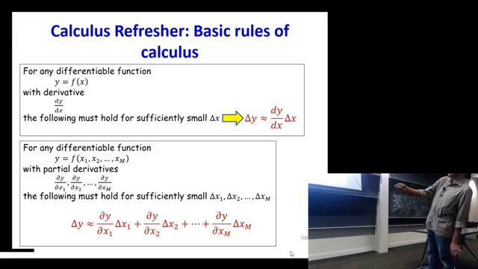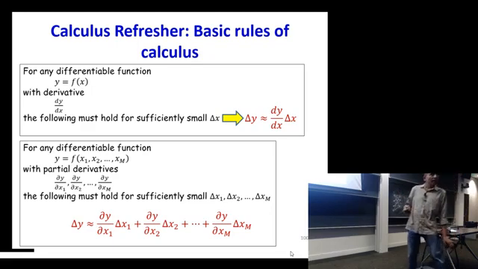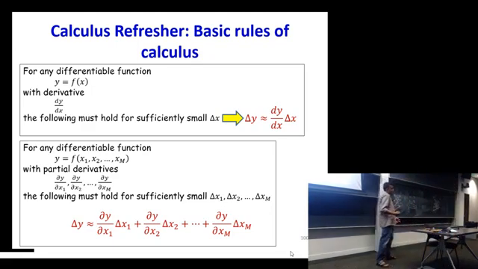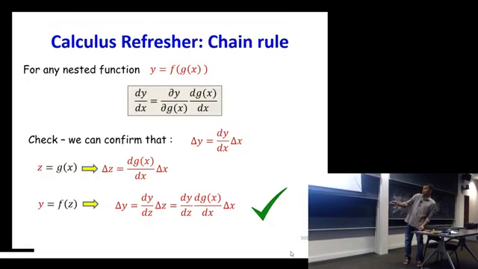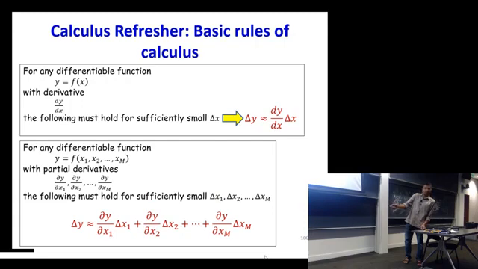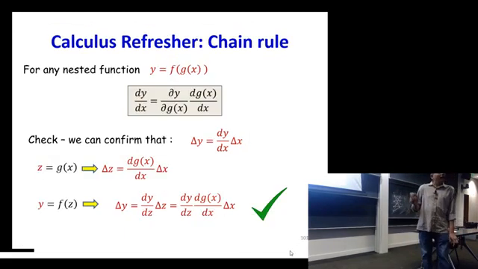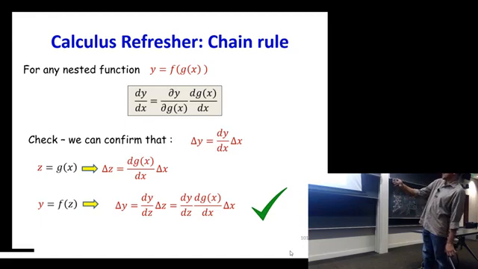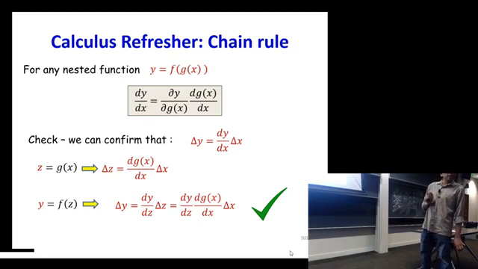So for any differentiable function with derivative dy over dx, we said that this must hold. This is in fact the definition of the derivative, correct? So let's say I have a function y of many variables, then we also saw that this must hold. This again was the definition of the derivative, right? Now the chain rule. Let's say I have function y equals f of g of x. Then dy over dx is dy over dg of x times dg of x over dx. This is what you've learned in school.